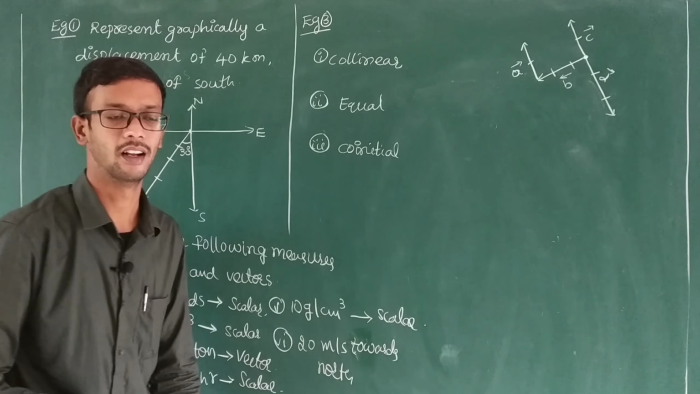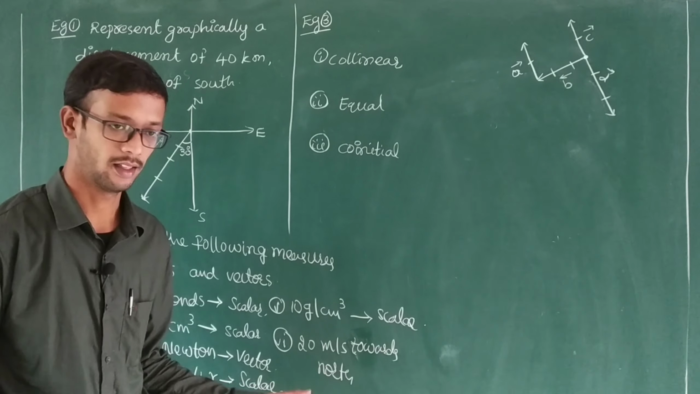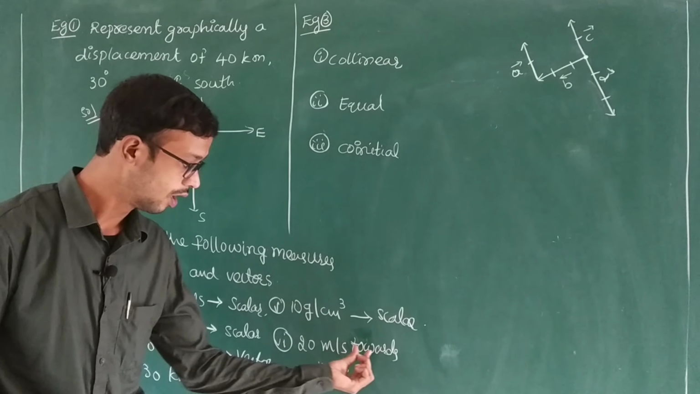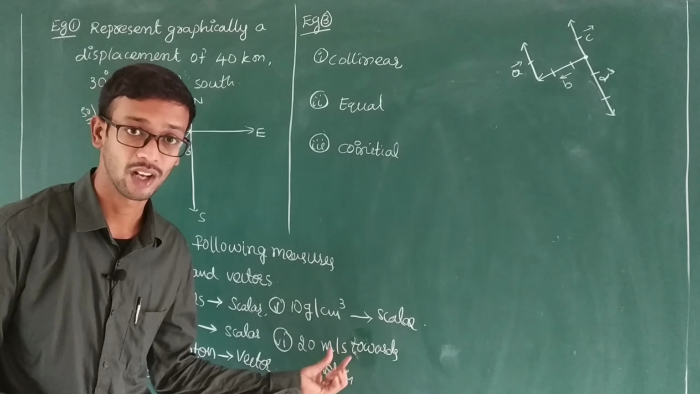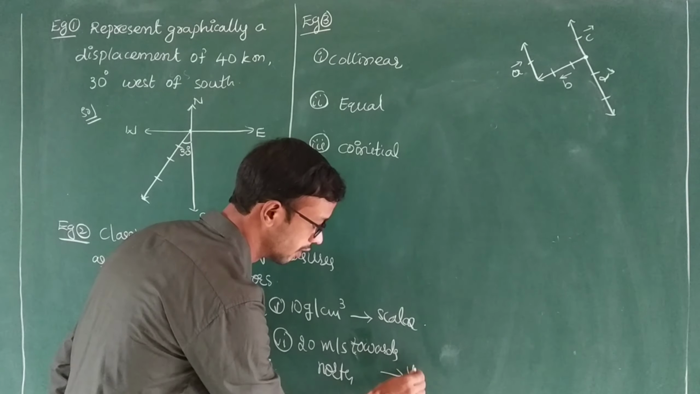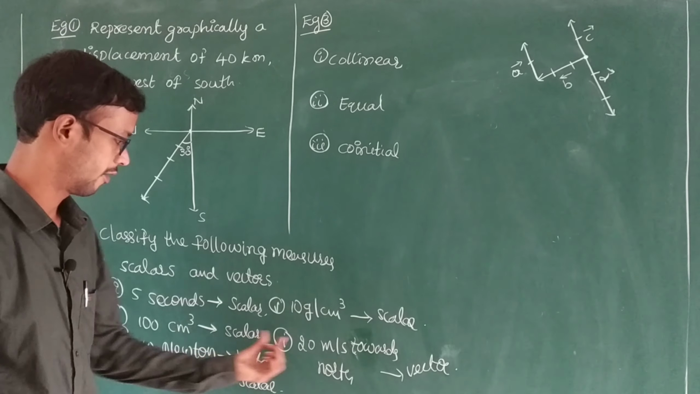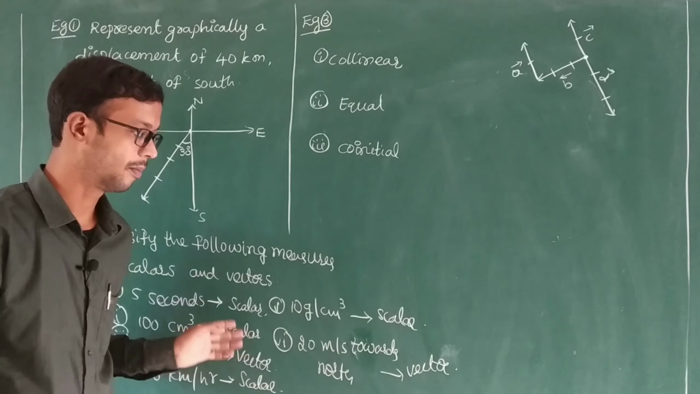Next one, 20 meter per second towards north. They mention direction and also magnitude. So that's why this is a vector. 2 are vectors, remaining are scalars. This is a physics oriented topic, just for understanding which is a vector and which is a scalar. Next, question number 3, example 3.